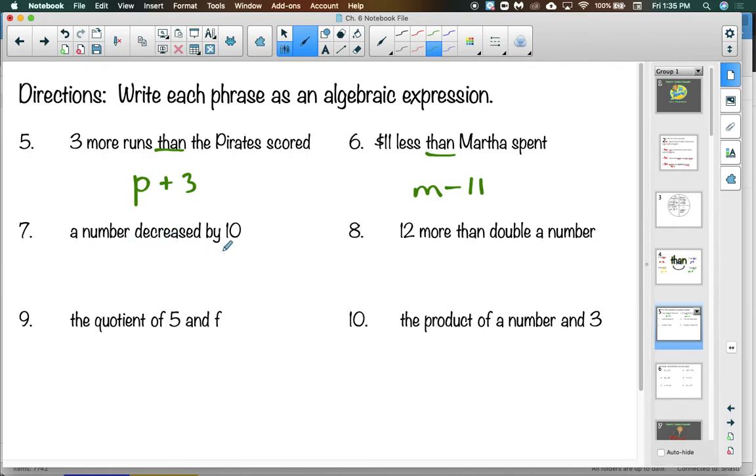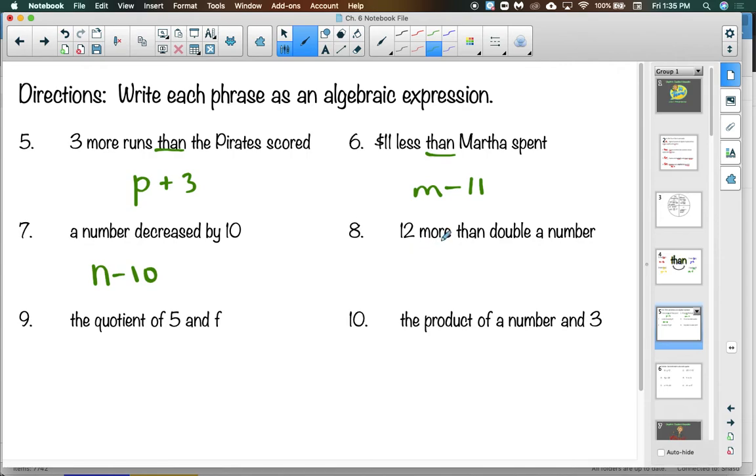Number 7, a number decreased by 10. No than here, so the order is exactly how it comes in the problem. The number is unknown, so I'll use a variable to represent that. And I'm going to decrease it by 10. So I'm going to take away that 10.